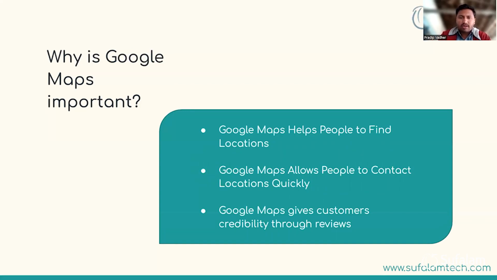Google Map helps people find locations. So basically, you can find any location which is mapped on Google Map. Google Map allows people to contact a location quickly. It provides directions for a particular location with multiple options. Google Maps gives customers credibility through reviews. Google Maps provides a review facility, so a user can add a review for a particular location, which increases credibility.